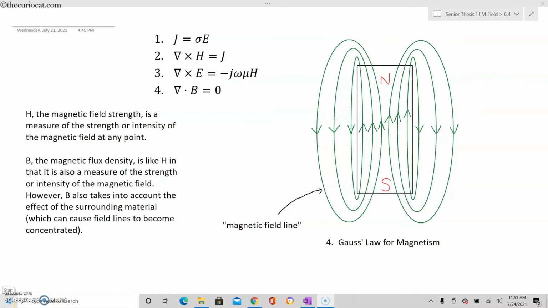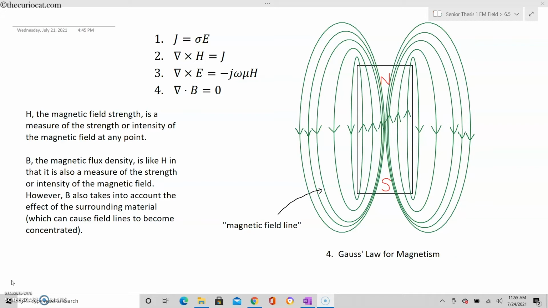Now here I have written the definitions for H and B. H, the magnetic field strength, is a measure of the strength or intensity of the magnetic field at any point. B, the magnetic flux density, is like H in that it is also a measure of the strength or intensity of the magnetic field. However, B also takes into account the effect of the surrounding material, which can cause field lines to become concentrated. To better illustrate the concepts of H field and B field, I will draw some more magnetic field lines on the magnet.